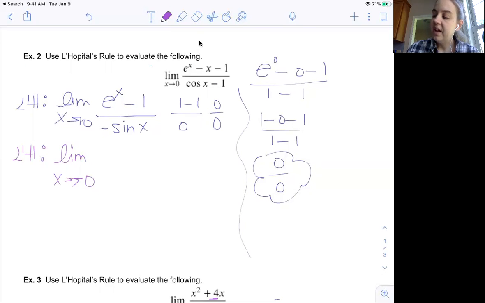The derivative of e to the x is e to the x. The derivative of 1 is 0, so that drops off. In the denominator, the derivative of negative sine is negative cosine. Now, let's try our x approaches 0. So e to the 0 is 1. In the denominator, cosine of 0 is negative 1. So we have a negative 1, and that's our answer.